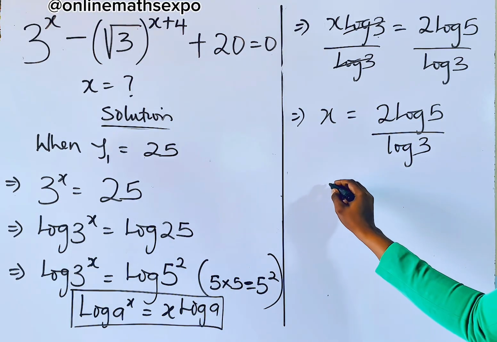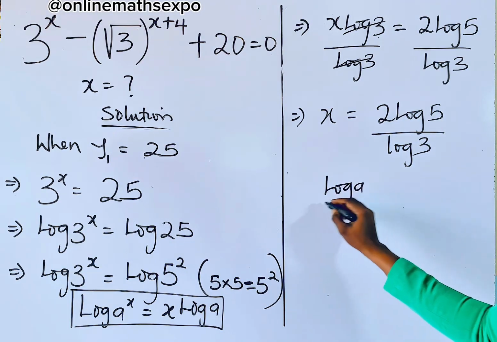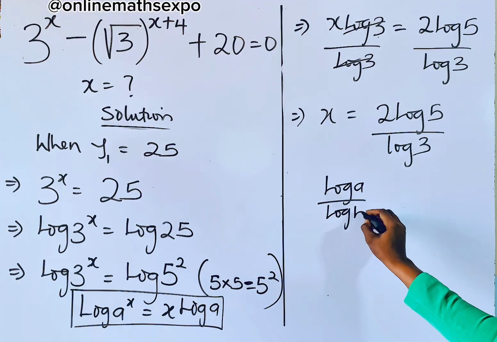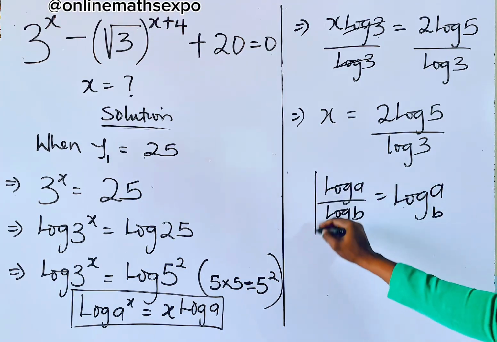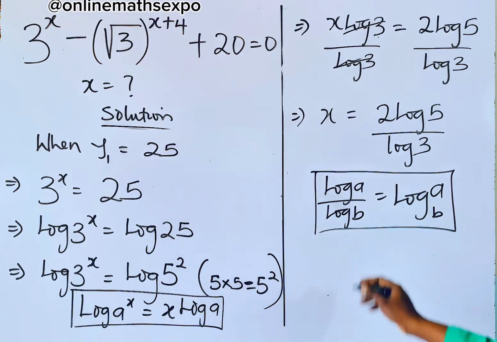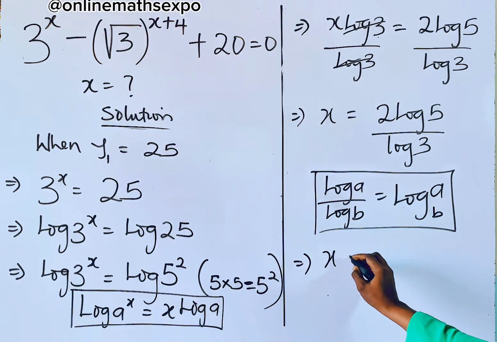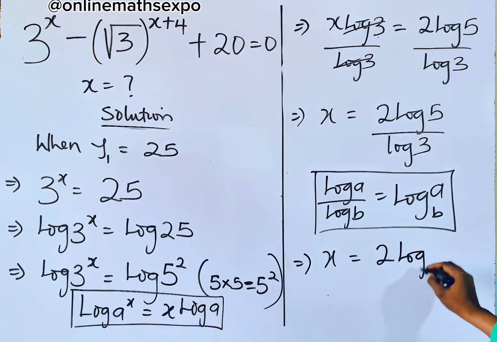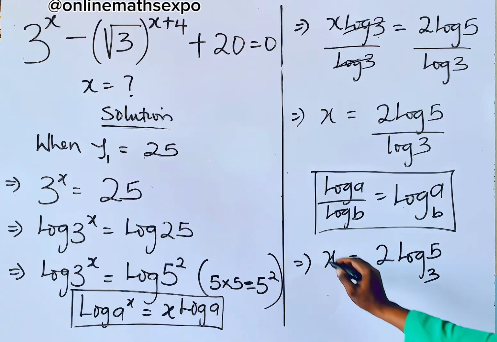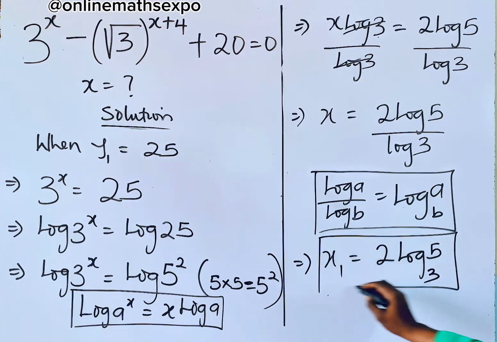Also remember that for every log of a divided by log of b, it is log of a base b. So this is also going to guide us. So to do that, we have x will give us 2 log of 5, and this 3 will become the base. So this becomes the first value of x.